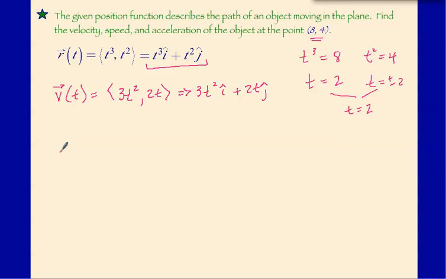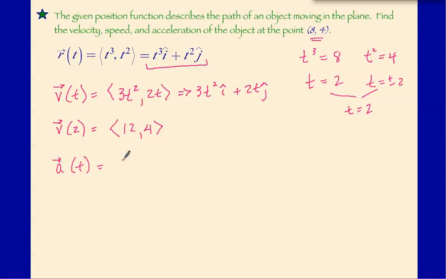At t equals 2, we have 2 squared is 4, times 3 is 12, 4. So that is velocity at t equals 2. Now let's do acceleration. Again, it just seems to flow more naturally to do acceleration next.